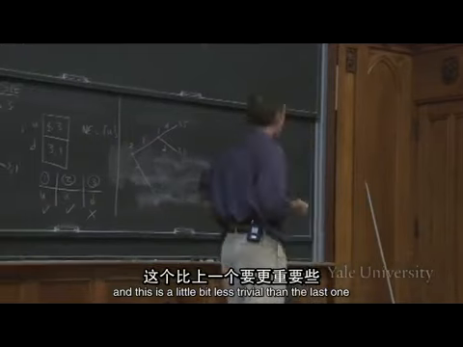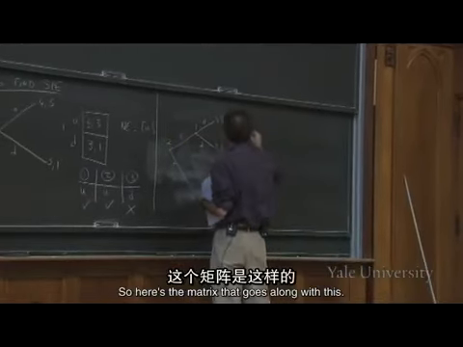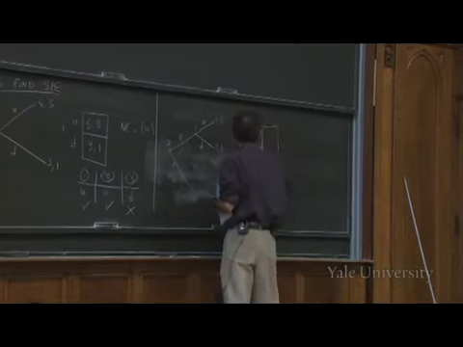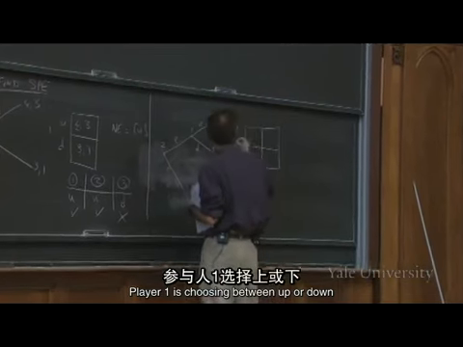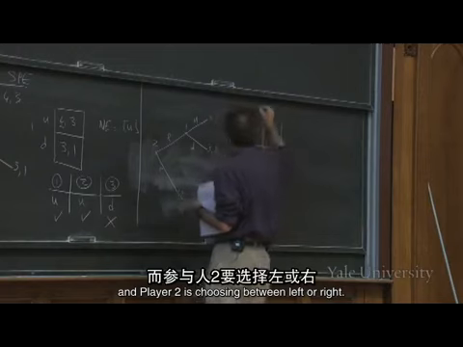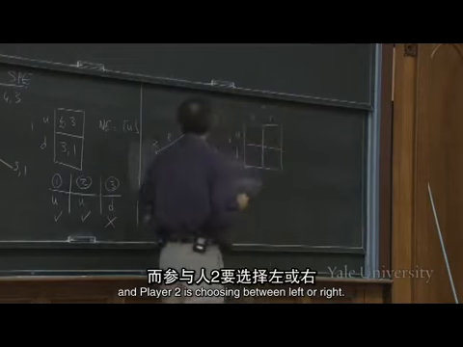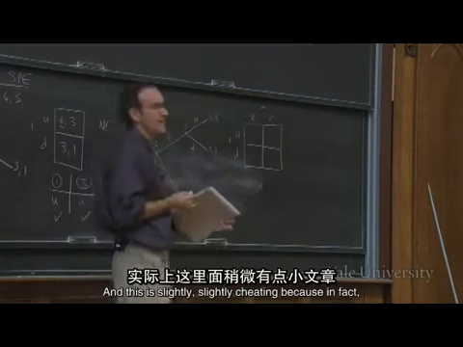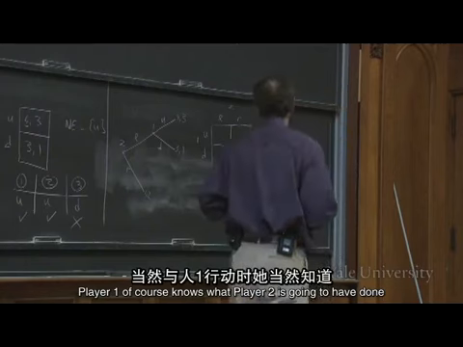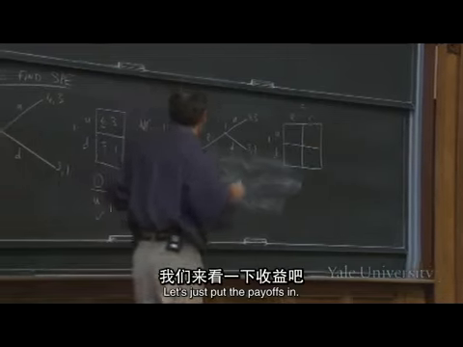And this is a bit less trivial than the last one, because now there are really 2 players playing. So here's the matrix that goes along with this. Player 1 is choosing between up or down, and player 2 is choosing between left or right. And this is slightly cheating, because in fact player 1 of course knows what player 2 is going to have done by the time she moves, but never mind, it'll do for now. All right, and let's put the payoffs in.